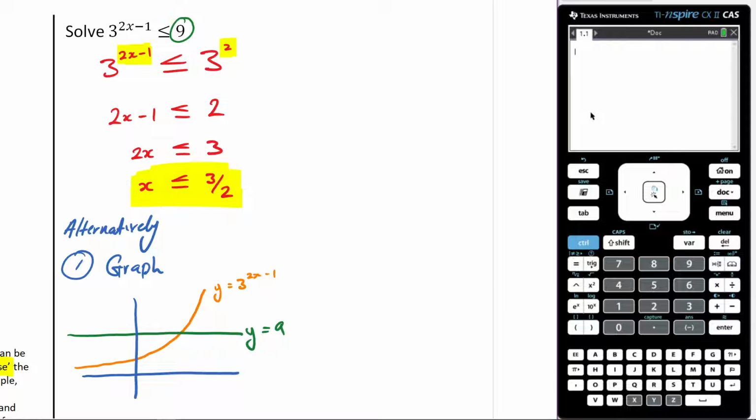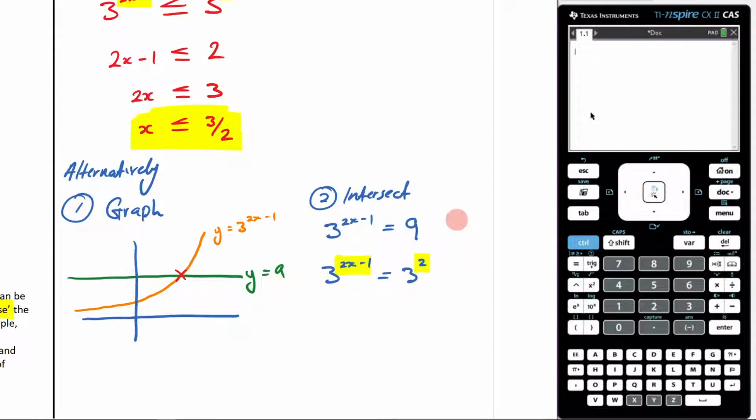The next thing that I want to do now is find where these two lines intersect. So to find the intersection point, what do you do? Well, you set them equal to each other. You go 3 to the 2x minus 1, and you set it equal to 9. Now, you get the bases to be the same, so this will be 3 squared. Then, once you've got the bases the same, you can now equate the indices. So that means I'm going to be left with 2x minus 1 is equal to 2, which means 2x is equal to 3, which means x is equal to 3 on 2. So this point right here is 3 on 2.